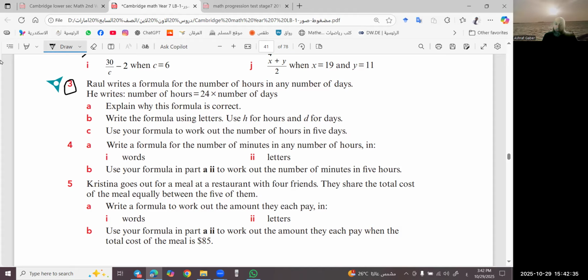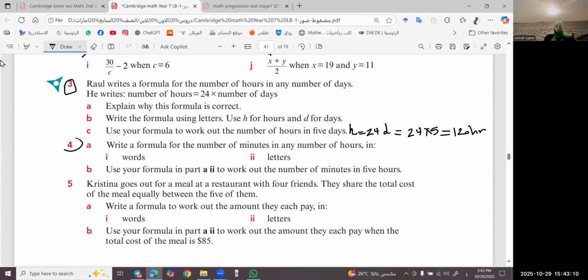The last exercise, which is C, use the formula to work out the number of hours in 5 days. Okay. So we need to do 24 times 5. Yes, we can use the formula H equals 24 multiplied by D. That would be 120 hours.